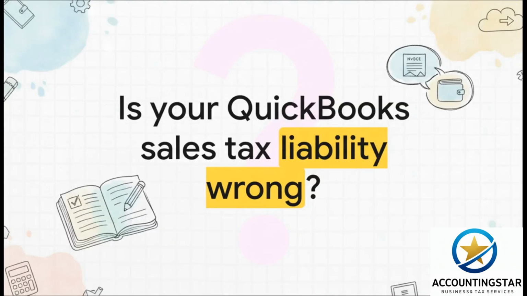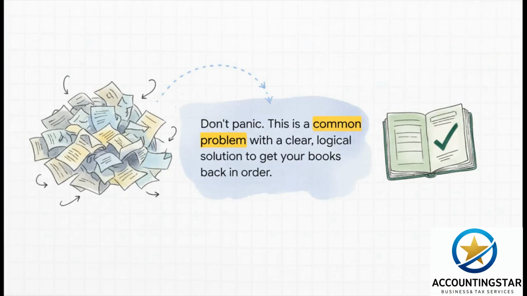So you're staring at your sales tax center, you're looking at your reports, and the numbers just don't make sense. You know what you should owe, but QuickBooks is telling you something completely different. I know, it's incredibly frustrating, but believe me, you are definitely not alone on this one. Here's the good news. This is probably one of the most common issues people run into, and there is a very clear, logical fix for it. I promise, by the time we're done here, you'll know exactly what to do to get your books straightened out.